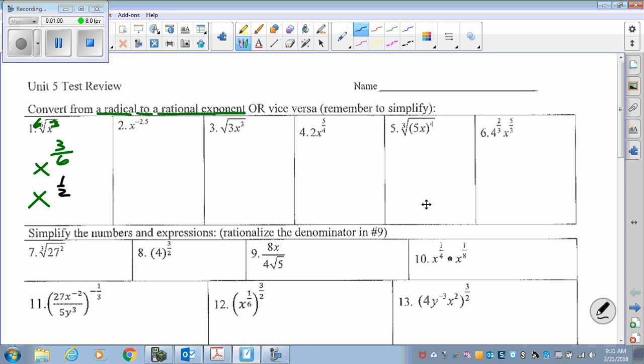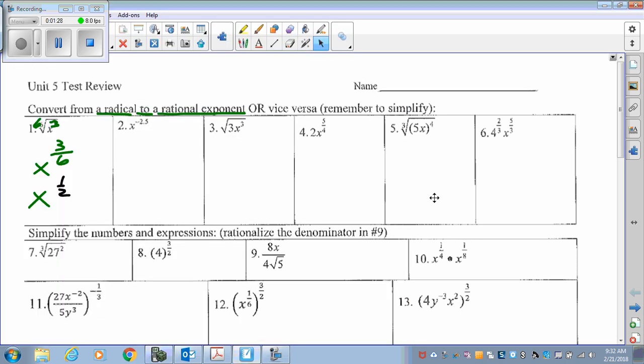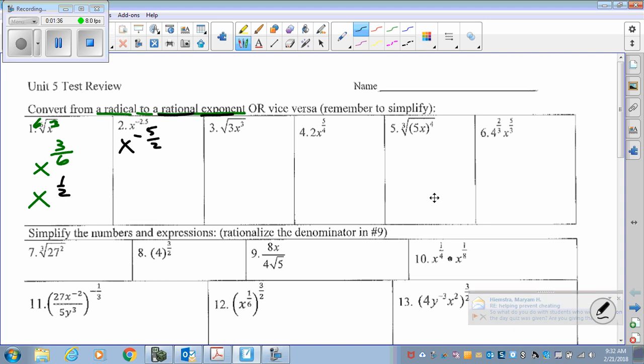So you need to reduce your exponent. Now the next one has a decimal for the exponent, so I'm going to make that into a fraction, which would be a rational number. Okay, so 2.5, and I'm going to go to a fraction. So I'm going to hit enter. All right, so that's 5 over 2. All right, so I'm going to rewrite this as x to the negative 5 over 2. Okay, this will be a rational exponent because it's a ratio, it's a fraction.